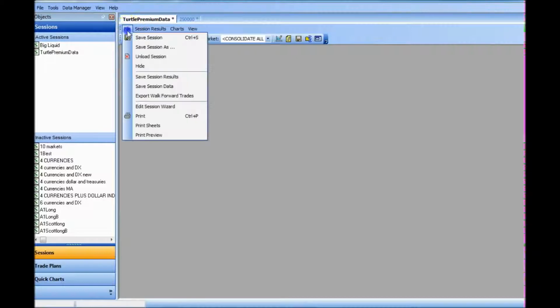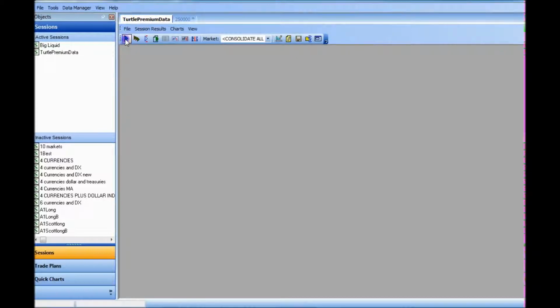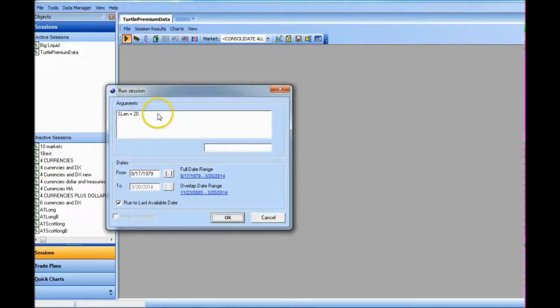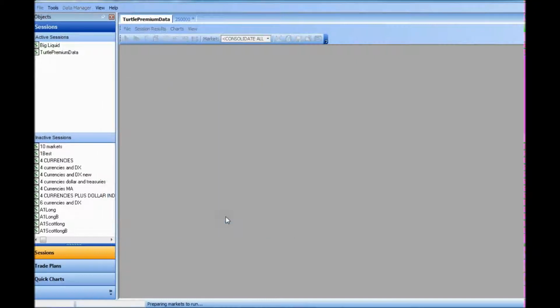And now we're going to save the session, and now we're going to run it. We could adjust that length if we wanted to. We're going to go ahead and just stick with 20. And we're just going to test this going back about 15 years. And this will just test the basket of markets with one contract.